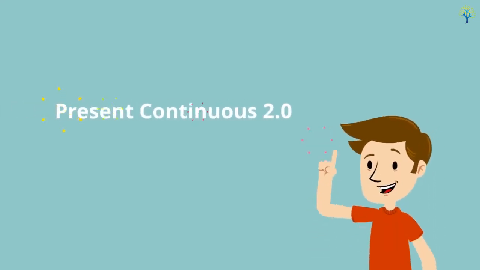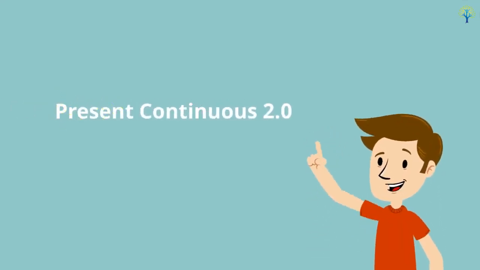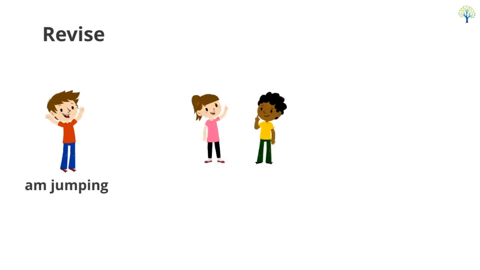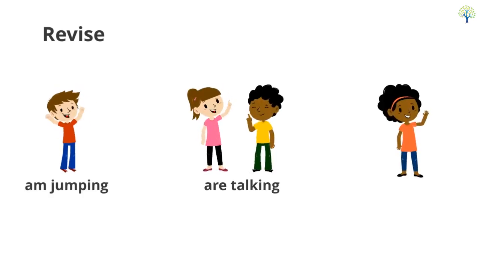In this video, you will learn about the present continuous tense. Use the present continuous tense to talk about an action or activity happening. As learned earlier, present continuous tense is used to show an action is happening now. For example, am jumping, are talking, and is waving.